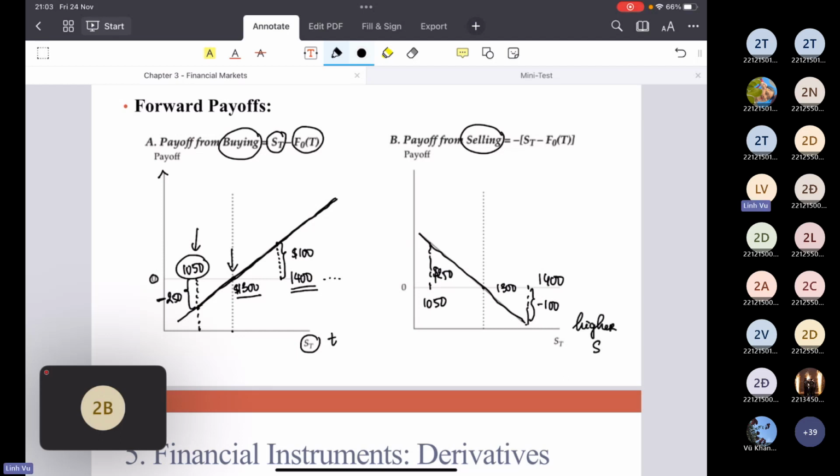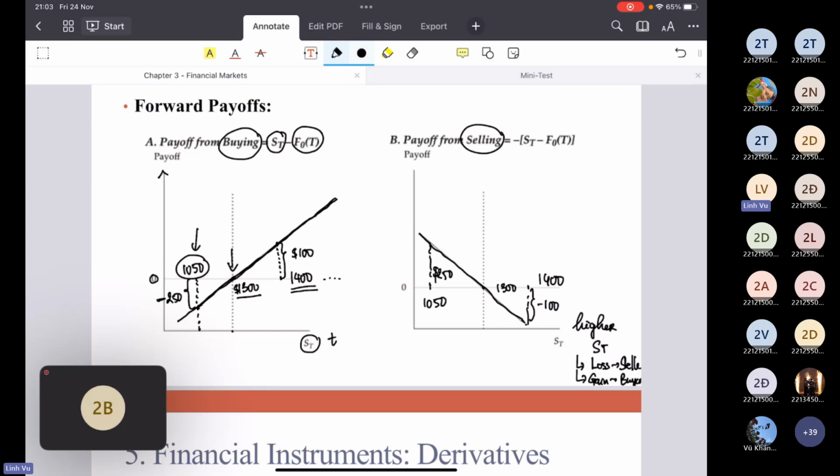Okay, and therefore you can see that the higher the spot price, the higher the loss for the seller. Okay, and the higher the gain for the buyer.